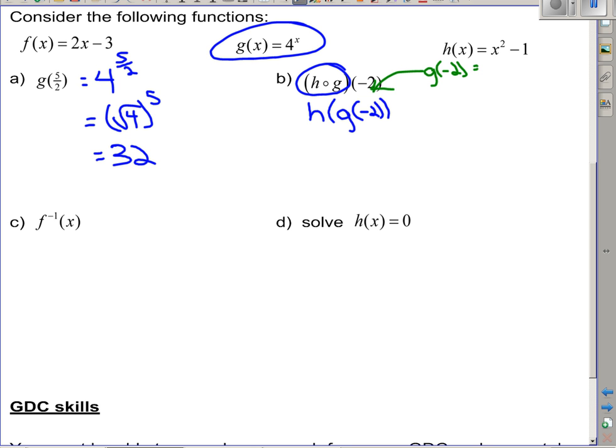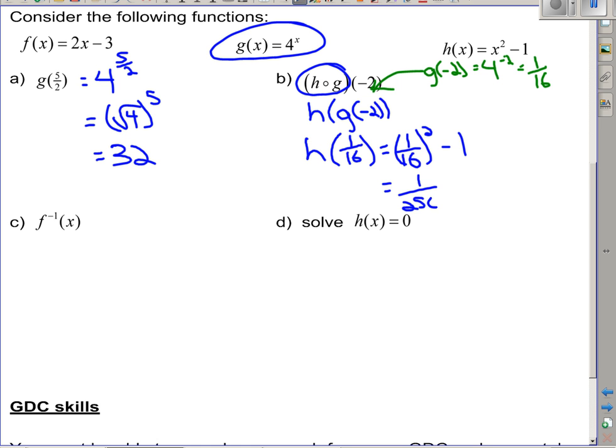And it follows that g at negative 2 is going to be 4 to the power of negative 2, or 1 over 4 squared, or 1 over 16. So h at g at negative 2 means h at 1/16. Okay? H is x squared minus 1. So we'll be looking here at 1/16 squared minus 1. So 1/16 all squared minus 1, which would be the same as 1 over 256. And 1 is 256 over 256. So negative 255 over 256.